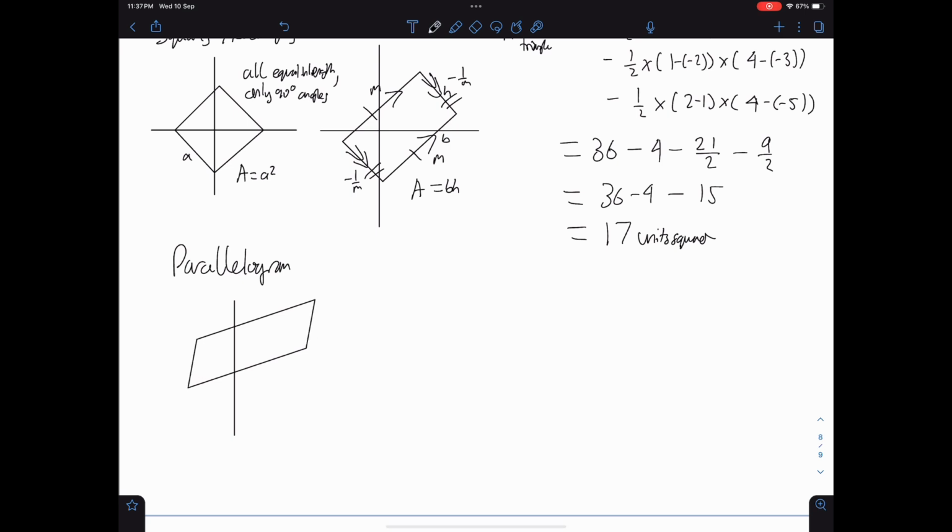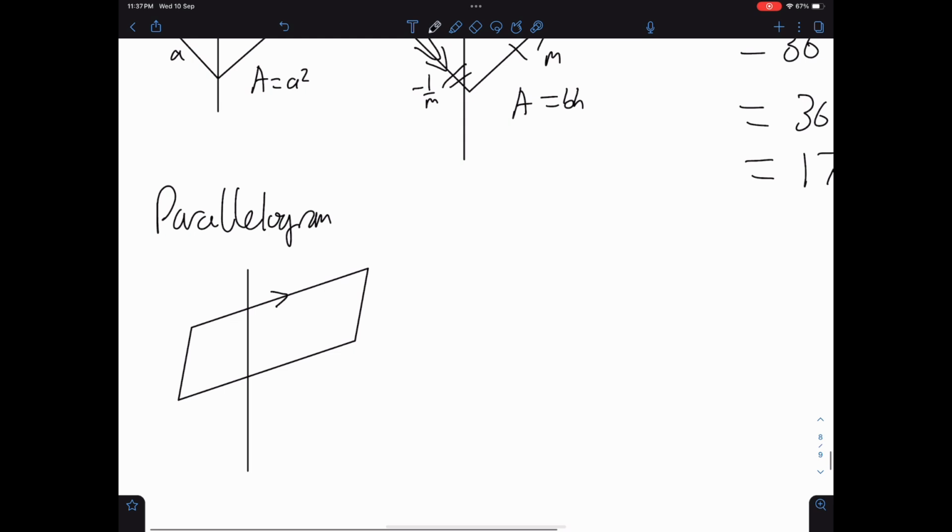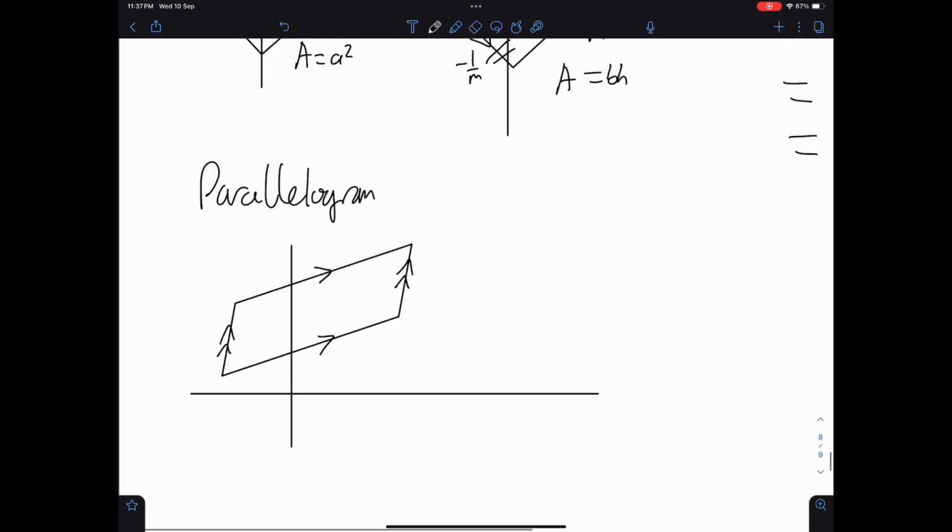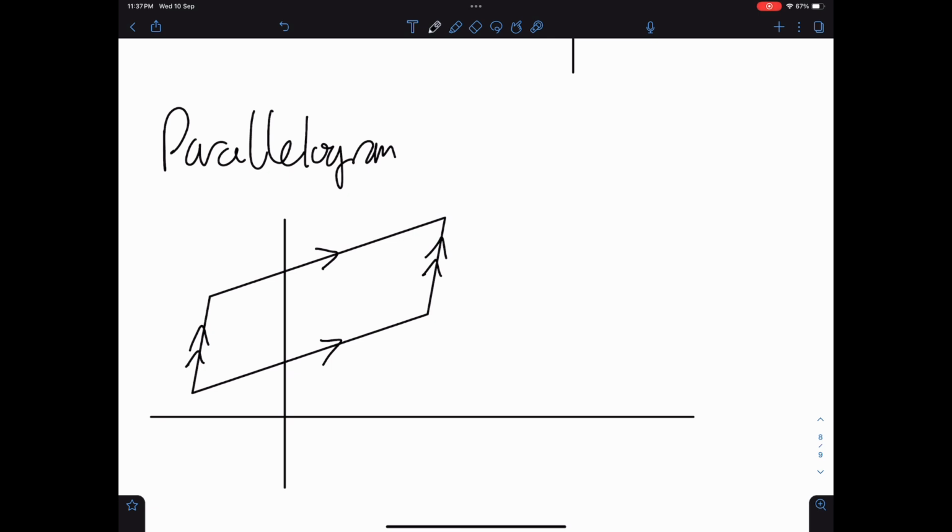And so obviously you can instantly see, well, with 2 sets of parallel sides, that's instantly helpful, because parallel gradients can help with that. But then what if you were given 3 of these points and you need to find this one?